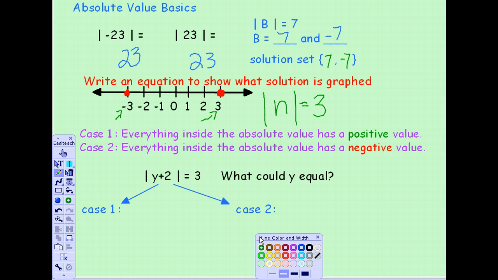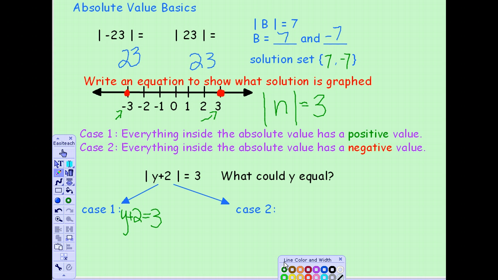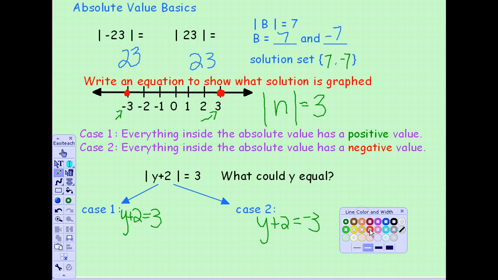So in the next one, we're looking for what could y equal? So there's going to be two answers for this absolute value problem. In case number 1, we're going to set up y plus 2 equal to 3. That's our positive inside the absolute value. For case number 2, we're going to set up y plus 2 equals -3.